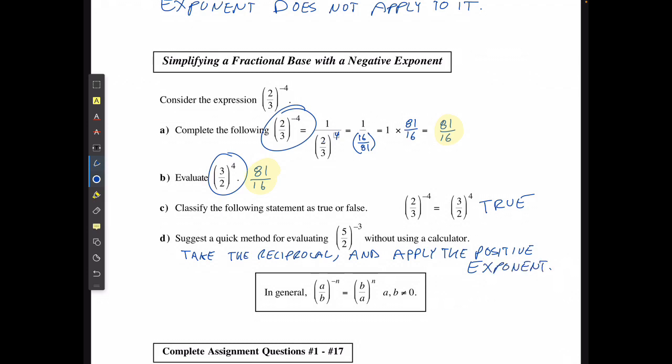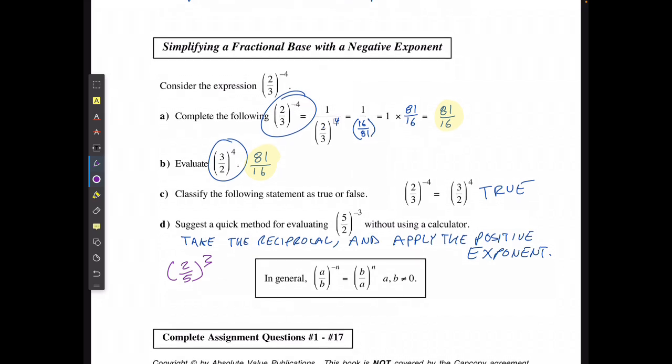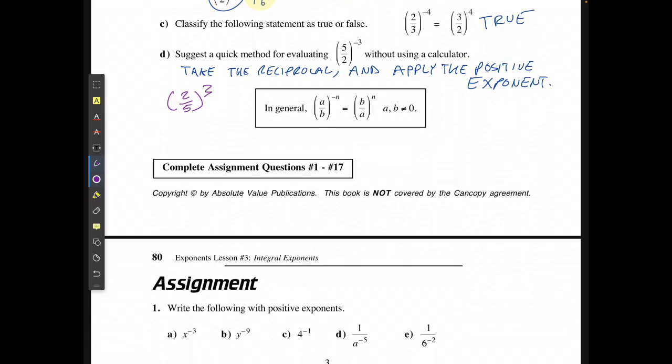In this case, if it was (5 over 2) to the power of negative 3, it's going to be (2 over 5) to the power of positive 3. Or if I have (a over b) to the power of negative n, then it's the same as (b over a) to the power of positive n. All right, go ahead, try some practice.